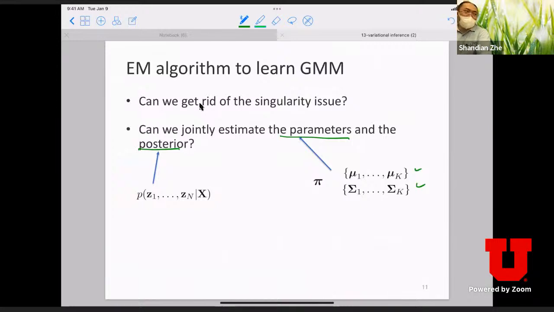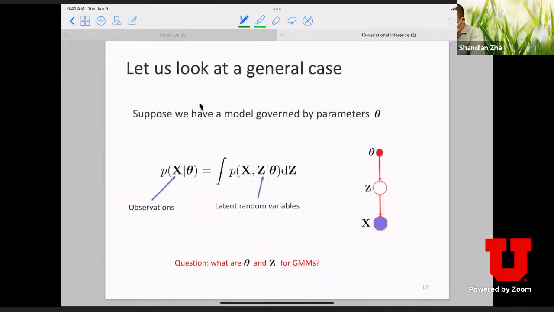So how can we jointly estimate them? Right? We're going to use the so-called EM algorithm. So what is the EM algorithm? Let us first put aside the Gaussian mixture model. We have a general case.